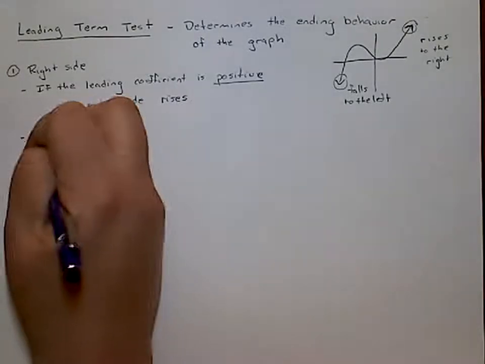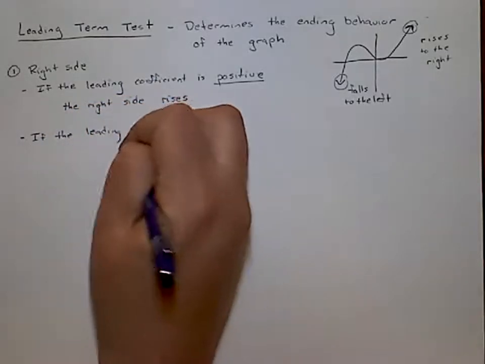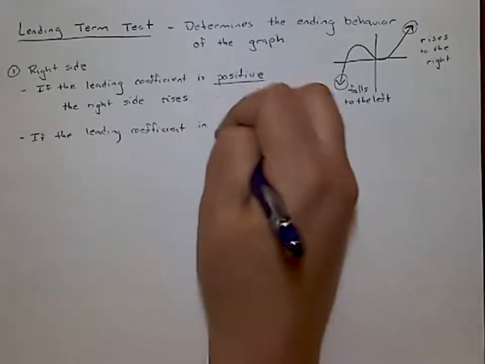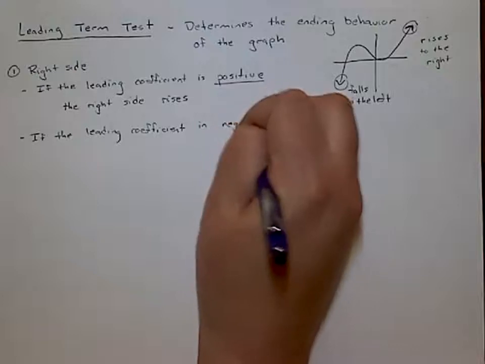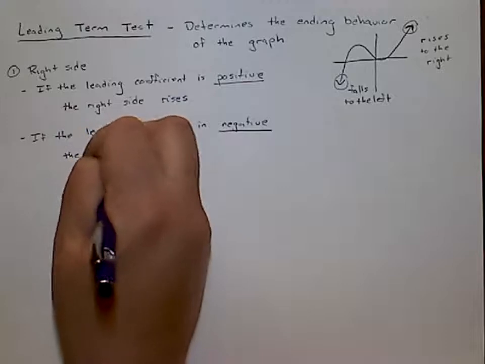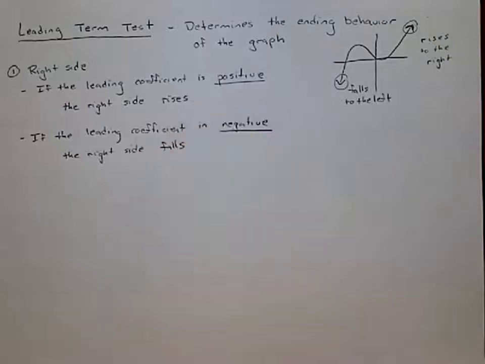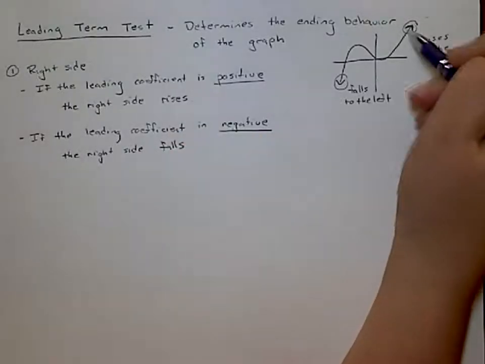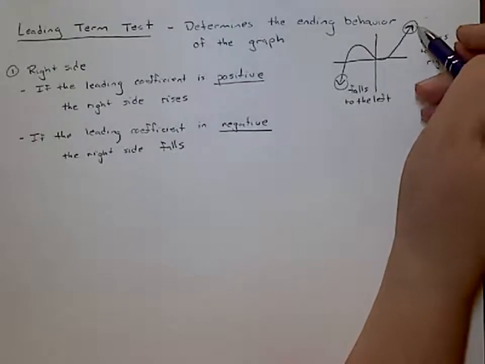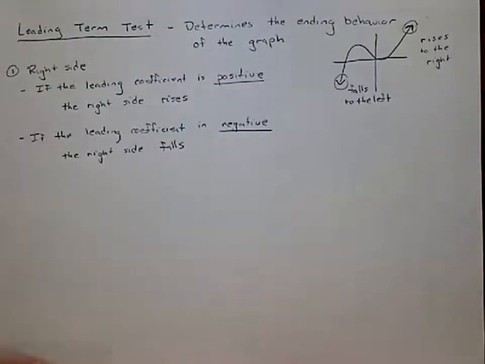So now, if the leading coefficient is negative, it does the opposite of that, right? So if the leading coefficient is negative, the right side falls. Okay, so here the right side rises, so the equation would have a positive leading coefficient. Now we are going to be looking at examples of this, okay?